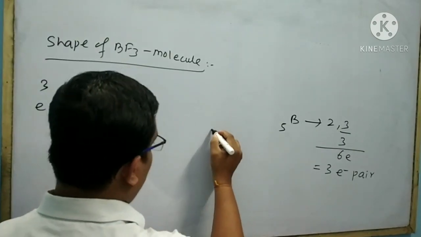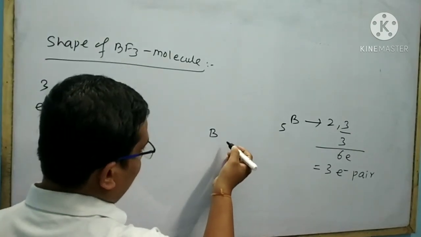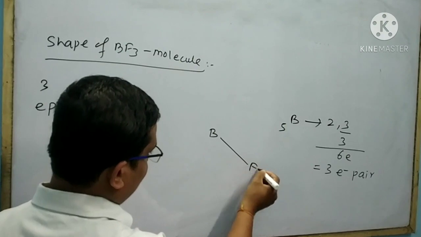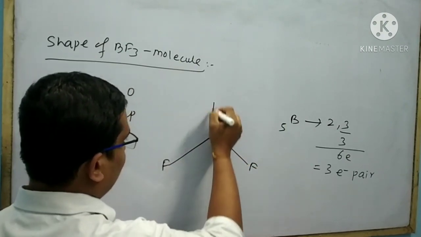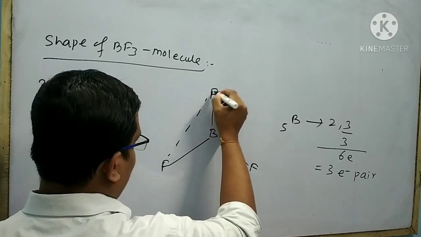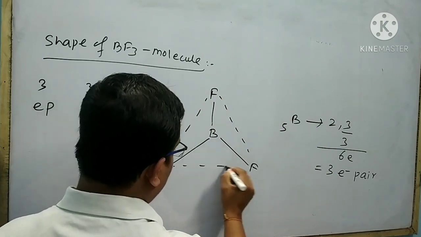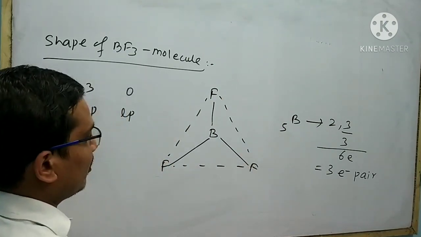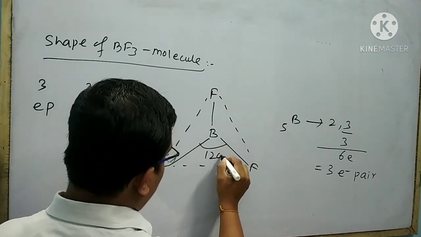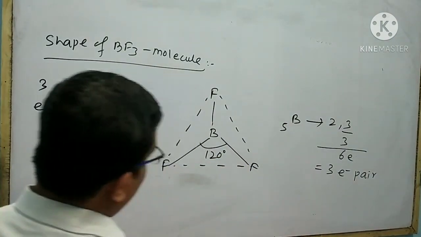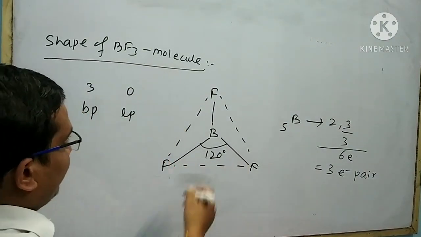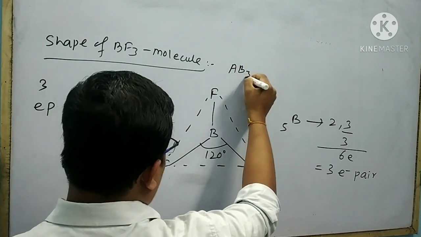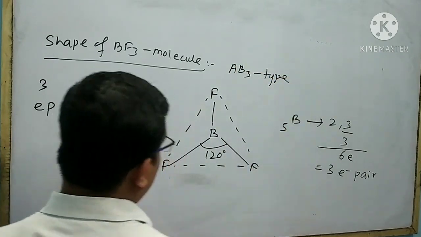That means it is bound to arrange the 3 bonds like this. This is the trigonal planar shape of BF3 molecule. Here the angle is 120 degrees. Since there are 3 bond pairs, BF3 belongs to AB3 type molecule.